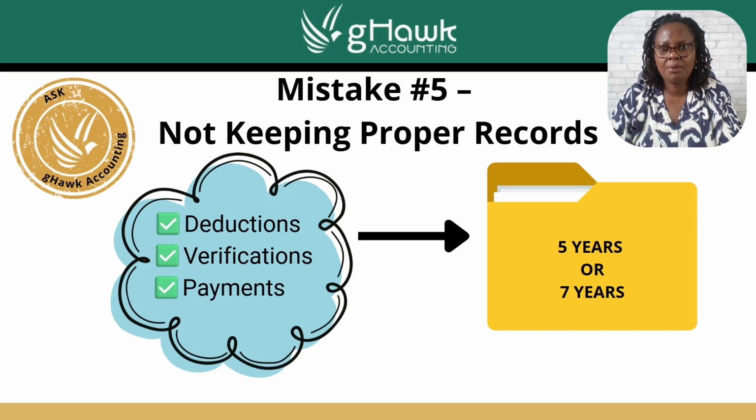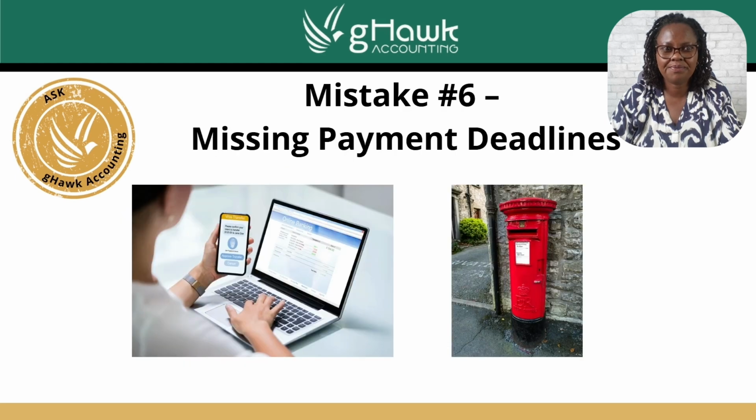Mistake number 5 is not keeping proper records. You must keep records of what you have paid each subcontractor, deductions made, and the verification results. These must be kept for at least 5 years for traders and 7 years for companies. Inaccurate or missing records can lead to HMRC enquiries.